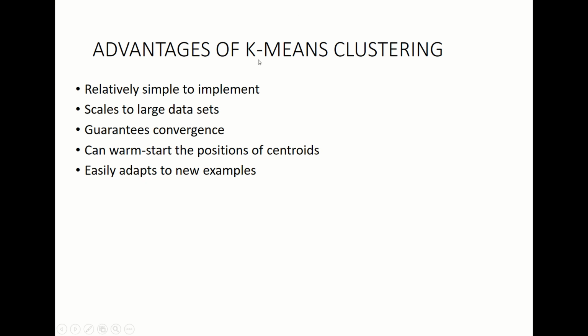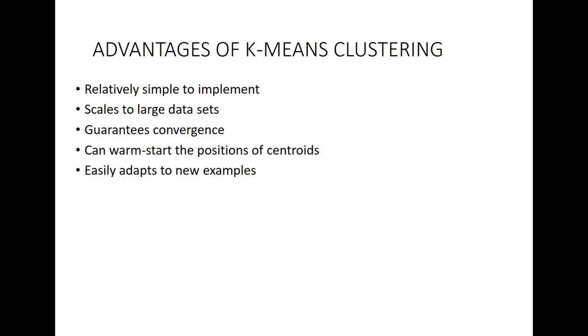The major advantages of k-means clustering are that it is relatively simple, you can deal with large data sets, it guarantees convergence, and because you start with the position of the centroid, it works better and easily adapts to new examples. Even if you add new data points to your data set, it is easier for you to follow the same method in order to cluster that particular data point onto the existing data sets.